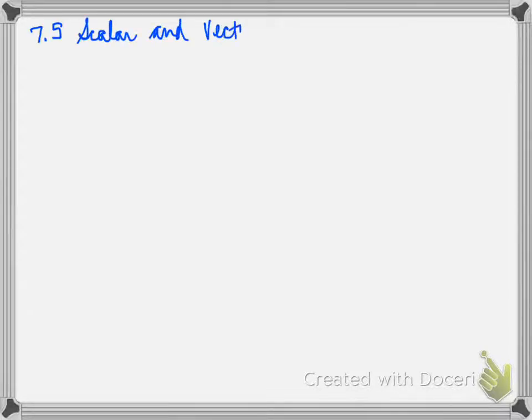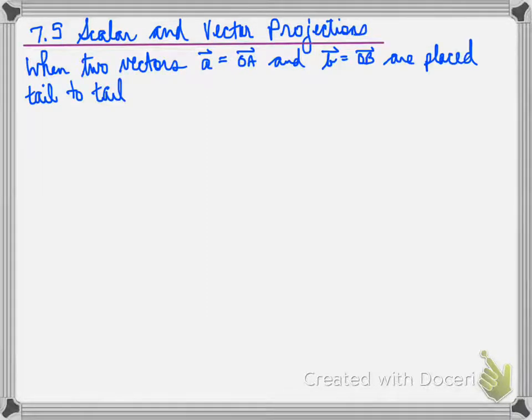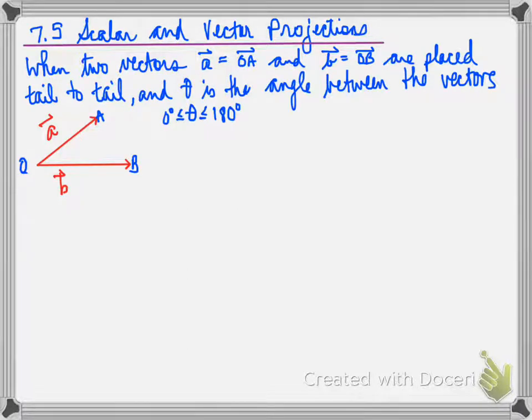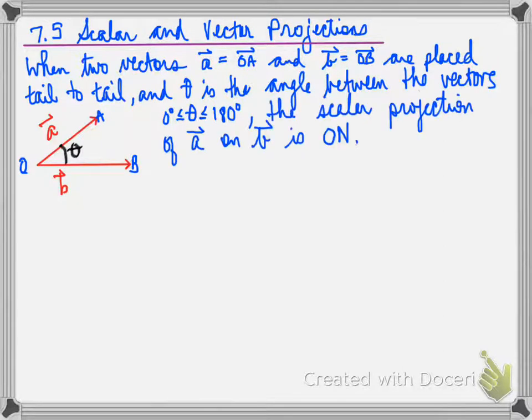7.5 Scalar and Vector Projections. When two vectors, A and B, are placed tail to tail, such as the following, we have vector A from O to A and vector B from O to B. And theta is the angle between the vectors A and B, such that there is an angle that is anywhere between 0 and 180 degrees.